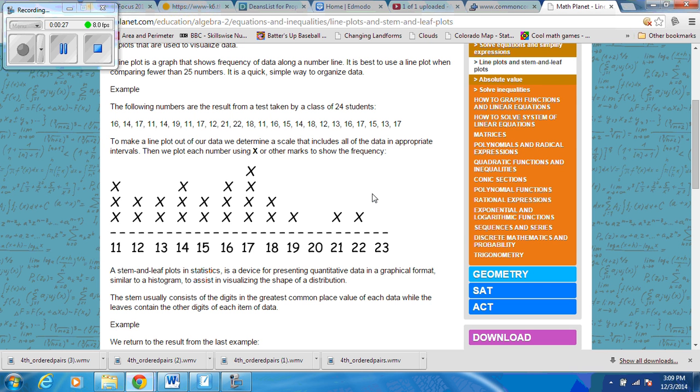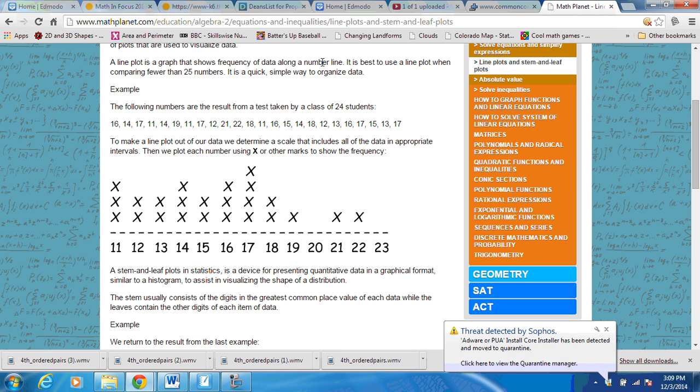This is Math Planet. It says a line plot is a graph that shows frequency of data. Frequency just means how often something happens. So each time you ask a question and someone gives you an answer, if you do it 15 times, 15 is the frequency. So it shows you the frequency of data along a number line.